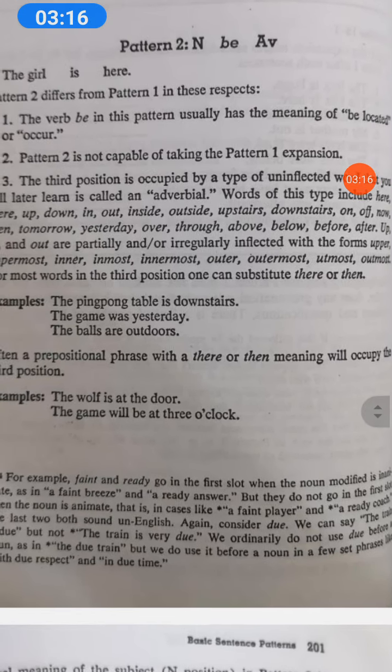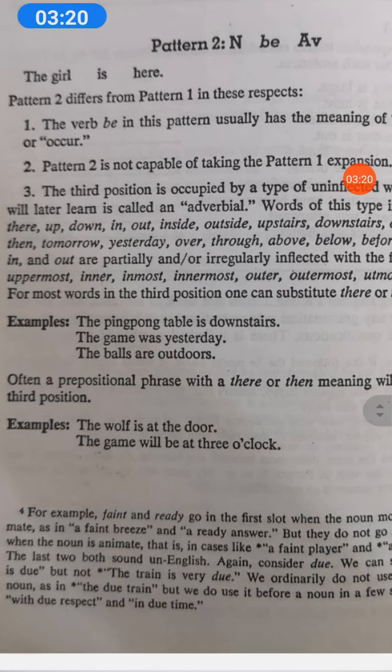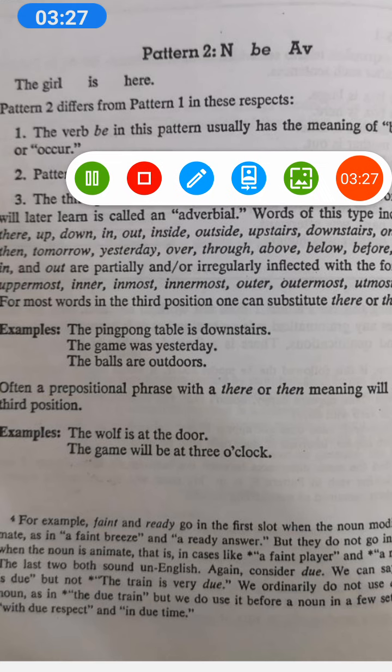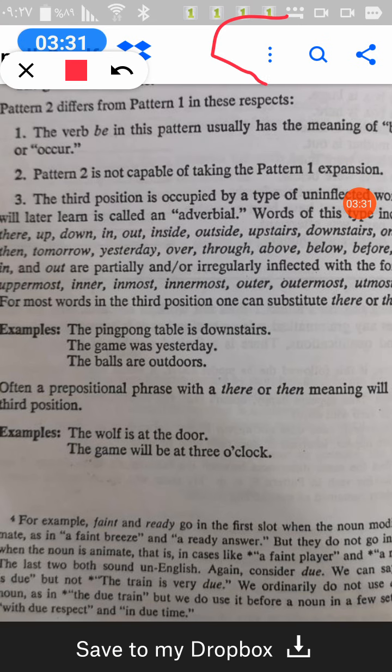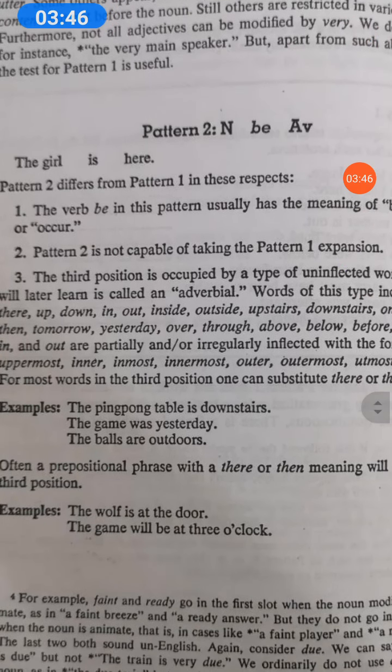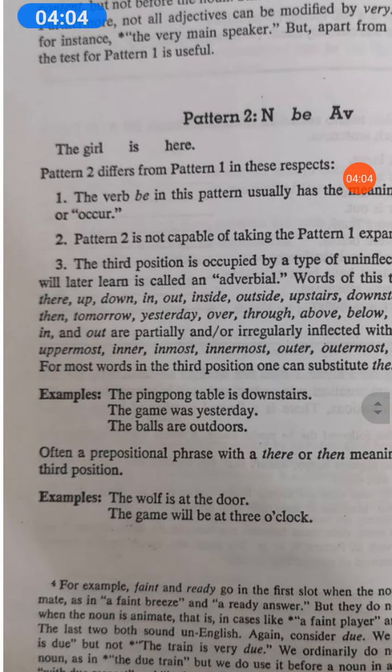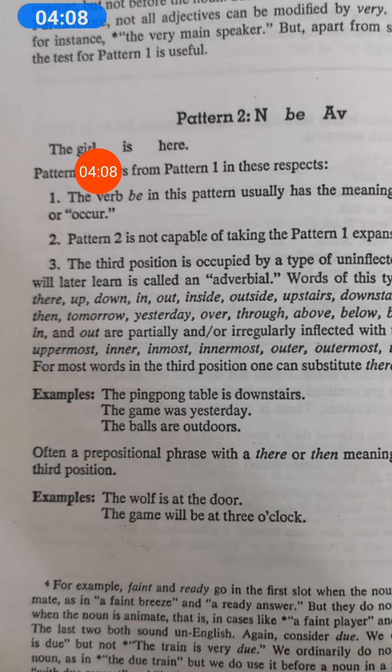Now we go to pattern number 2, where we have N be adverb, as you see in this video. So we have N, which is the subject here, and then we have be and adverb here. So N is the subject and be is the verb to be, followed here by the adverb. The difference between pattern number 1 and pattern number 2 is that the third slot or the third position here is occupied by an adverb instead of an adjective.